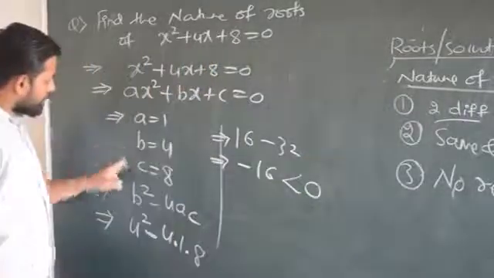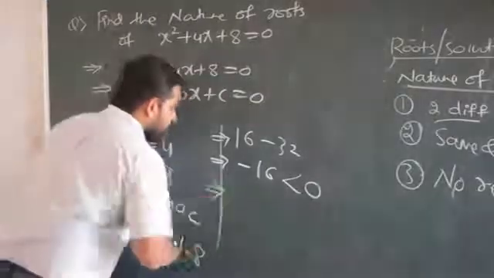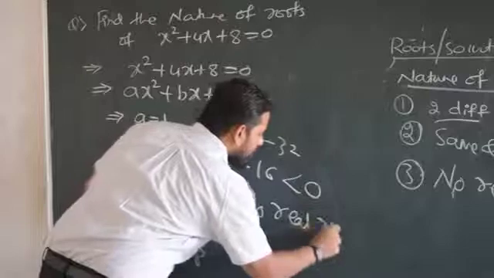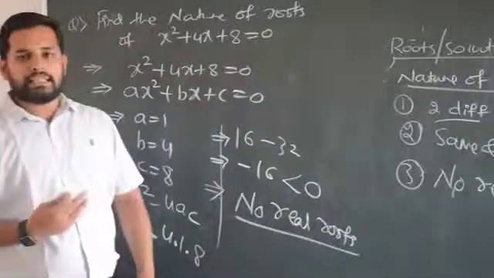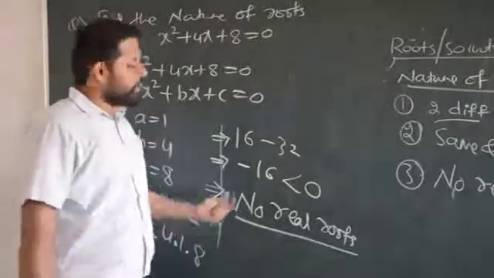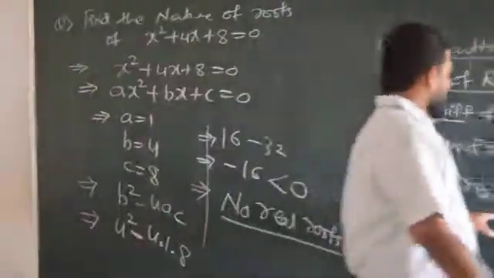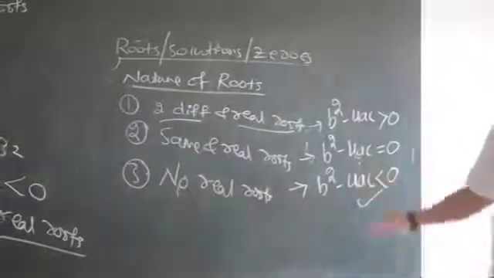So whatever this b square minus 4ac is, I got it less than 0, which means there are going to be no real roots. You have to write what you are supposed to write: no real roots. So they are going to be imaginary. What is that imaginary thing? We will discuss in 11th class. When you come to 11th class, we can discuss what imaginary roots are. So I already told you, no real roots means b square minus 4ac is less than 0.